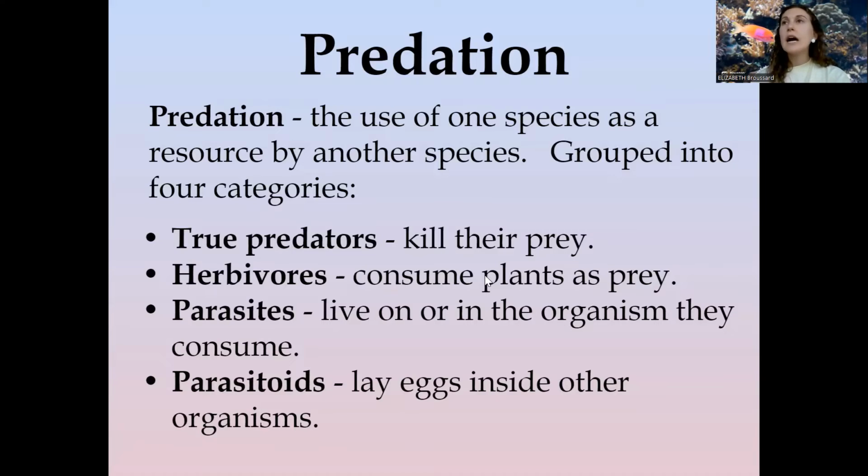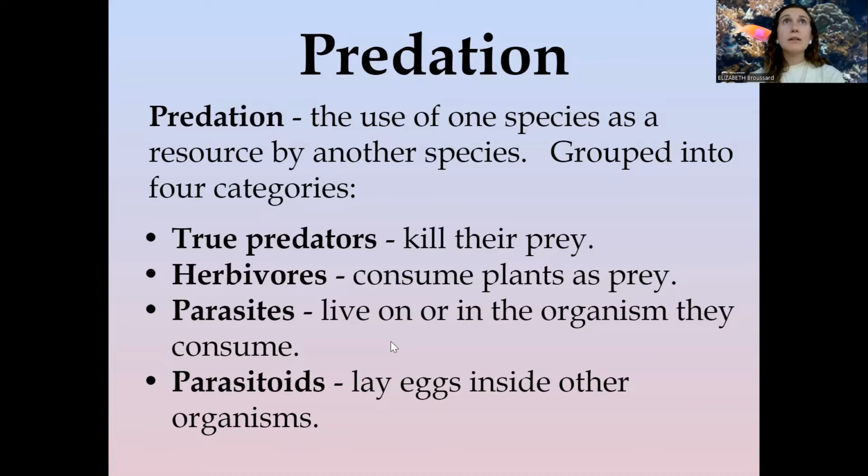So herbivores: I see a rabbit, it's eating grass. That would be an example of herbivores. Parasites are organisms that live on or inside of the organism they consume. Ticks are a great example of parasites, where they live on your skin. They're going to be sucking your blood. Gross. But that would be an example of parasitism because it's living on.